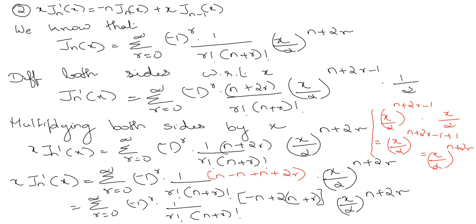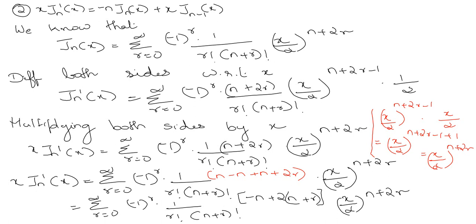So this term (x/2) into (x/2)^(n+2r-1) into (x/2)^1 becomes (x/2)^(n+2r). That is the use of multiplying by x on both sides. So RHS is now sigma r = 0 to infinity (-1)^r into 1/(r! (n+r)!) into (n+2r) into (x/2)^(n+2r). I have written that step here.